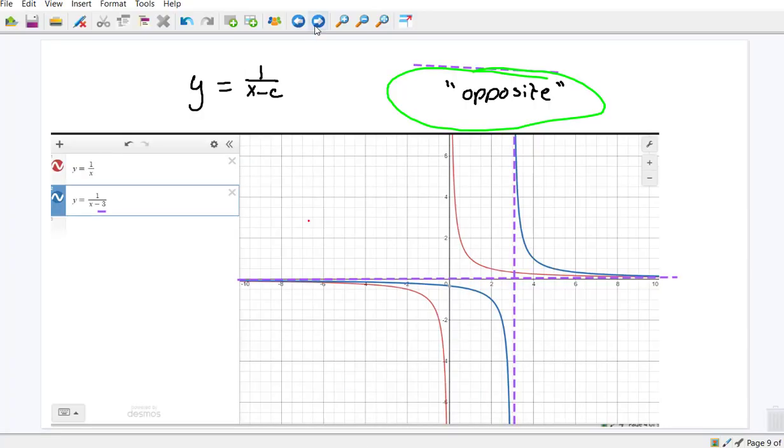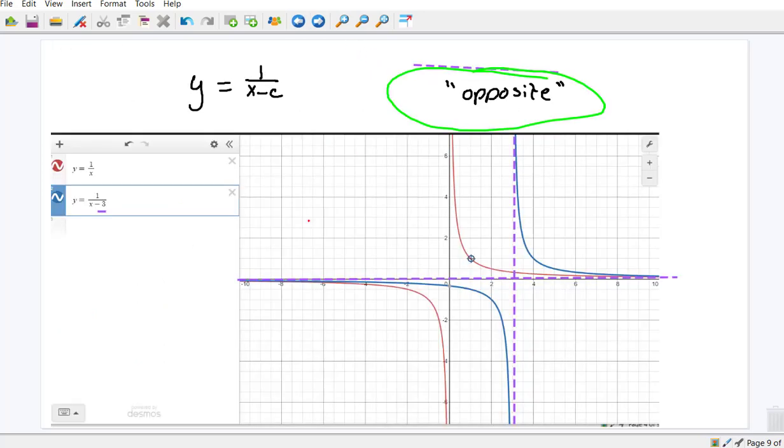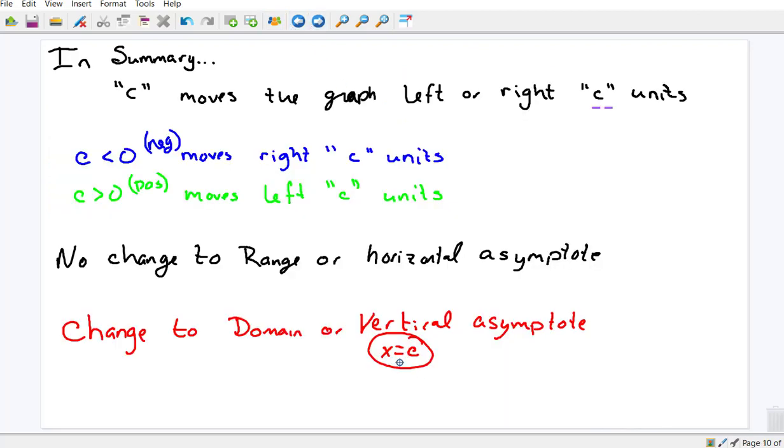And so let's go ahead and summarize what that's doing. In summary, that C moves the graph either left or right, however many units we say C is. If it's negative, it moves it right that many units. If it was positive, it would move it left that many units. There are no changes to the range, the horizontal asymptote, but there is a change to your domain. So we said that the domain, we moved it over the opposite of that C. And so it's going to be x equals C, because remember it's subtracting the C in the denominator.